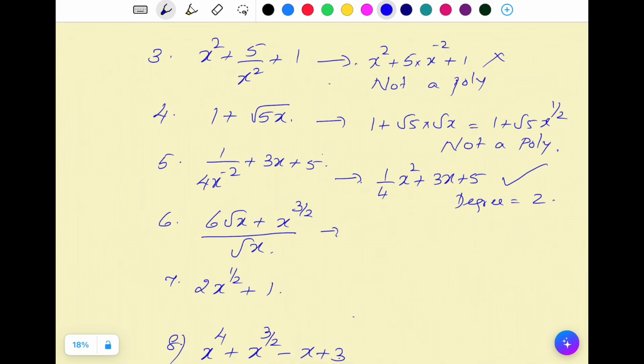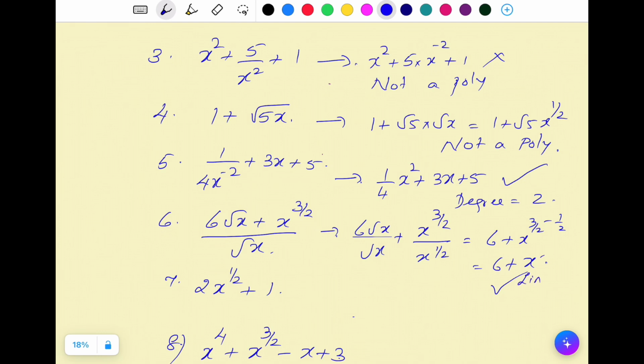Here you can divide each term by root x. You have to check it like this only. x to the power of 3 by 2 by root x is x to the power of half. So, this will become 6 plus x to the power of 3 by 2 minus 1 by 2. So, it is 6 plus x. So, this is a polynomial and it is a linear polynomial, that is, the degree is 1.